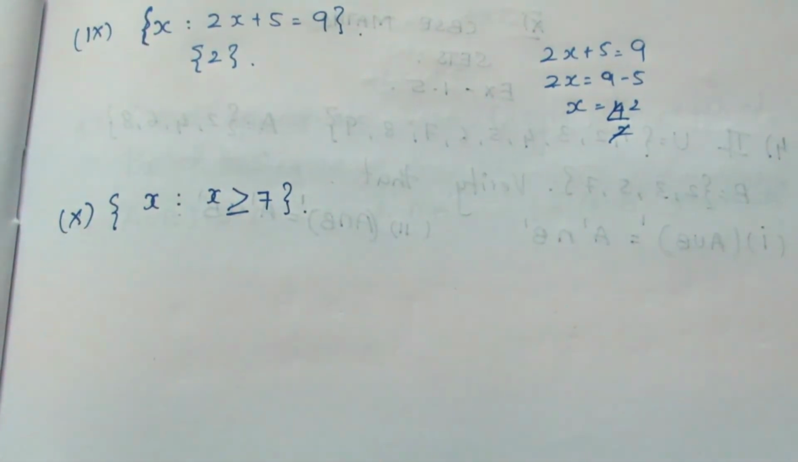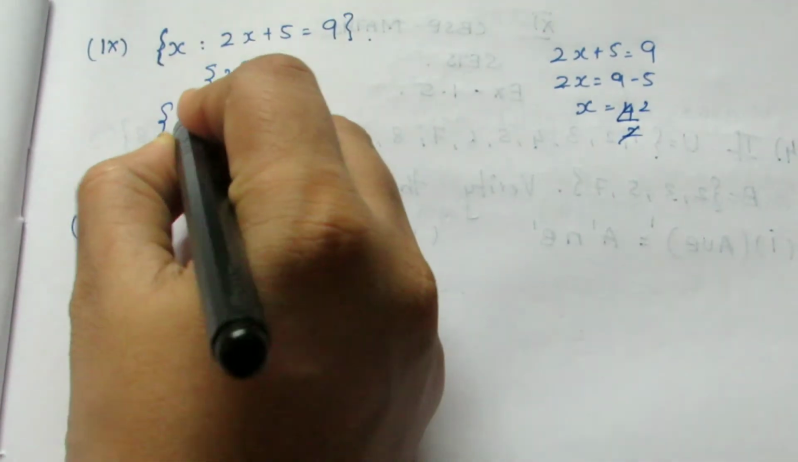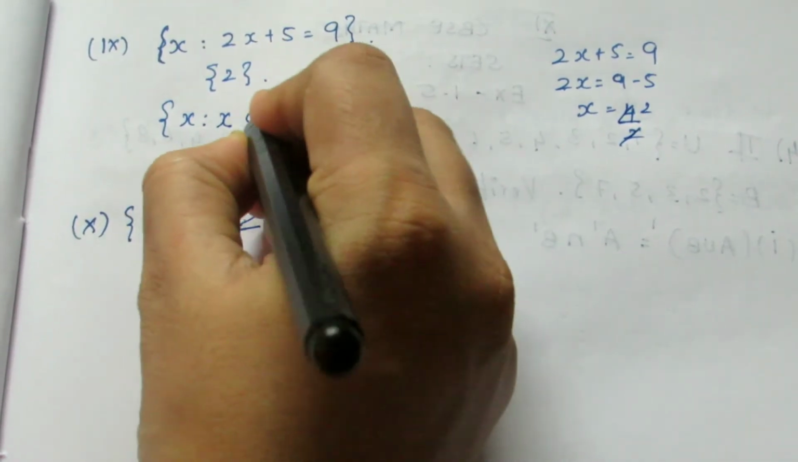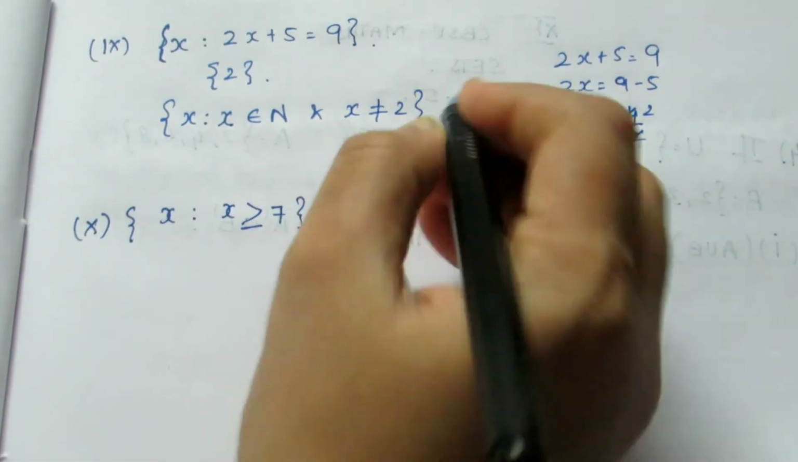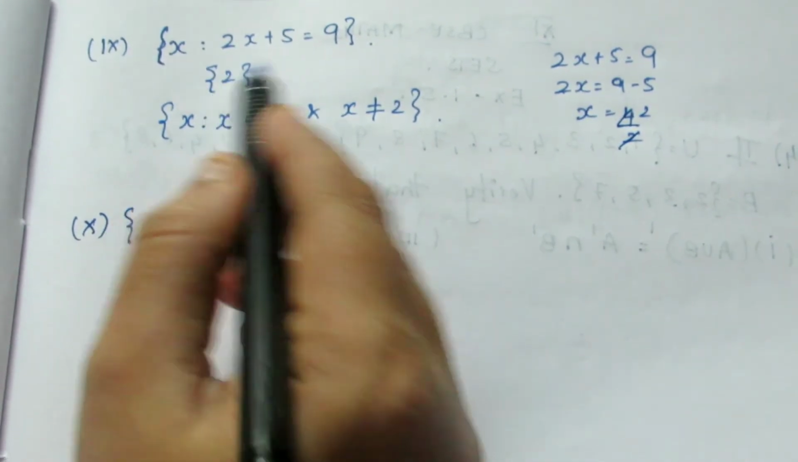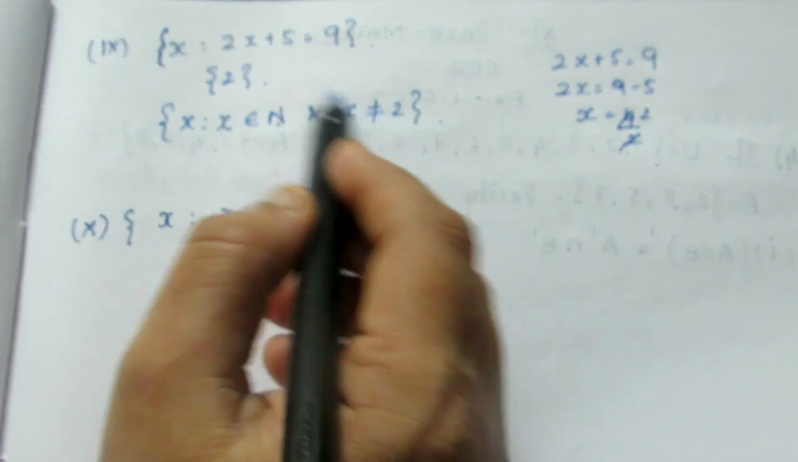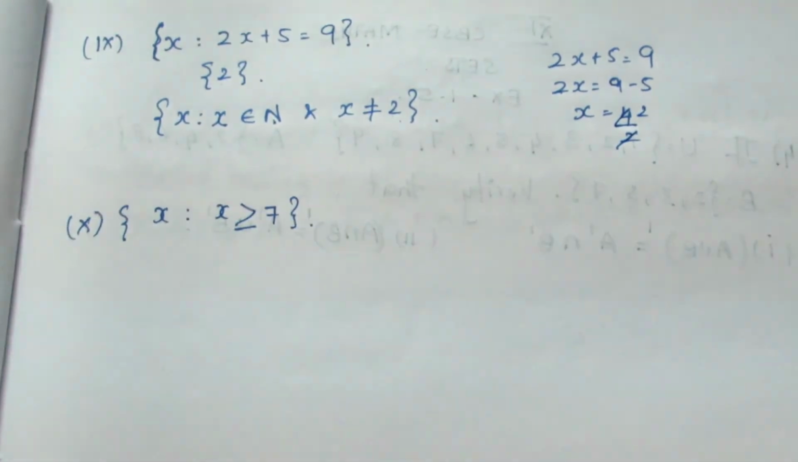We need to find the numbers other than 2 in the natural numbers. So we can write x such that x belongs to N and x is not equal to 2. If it belongs to N, it will include all the natural numbers, but 2 should not be included because 2 is the set over here. So x is not equal to 2.